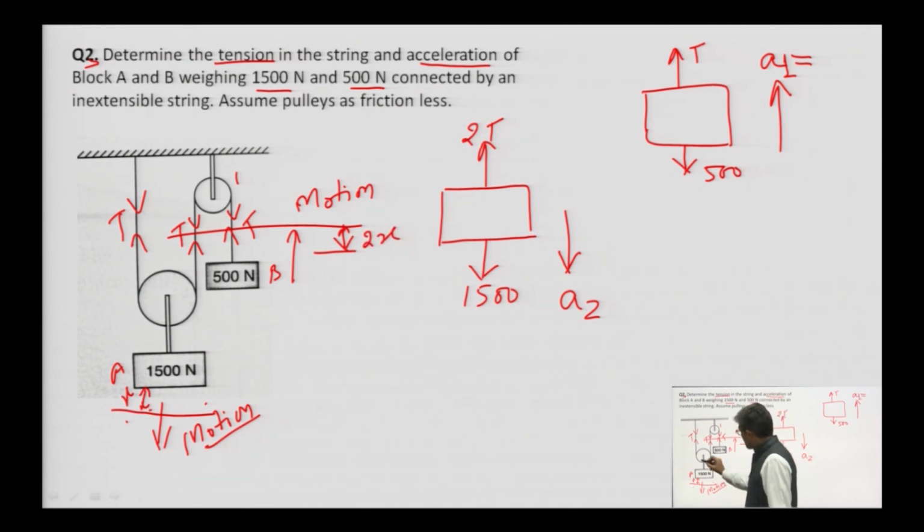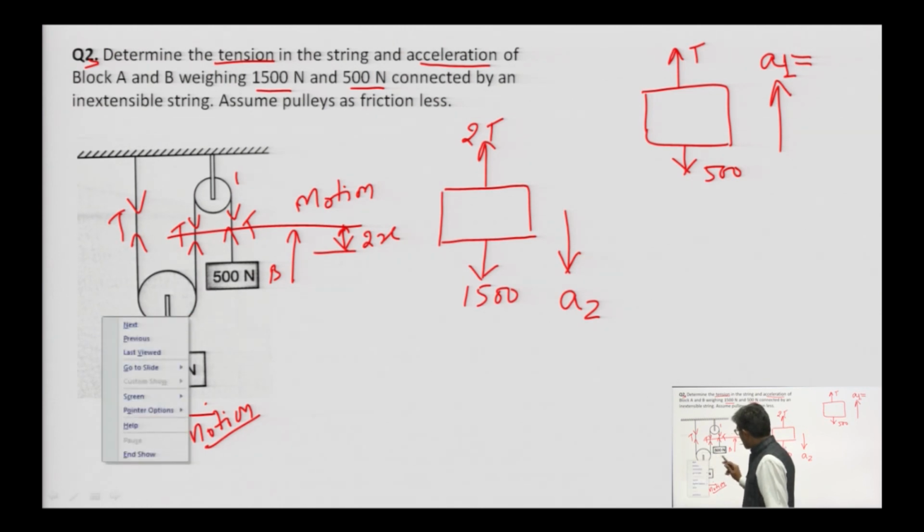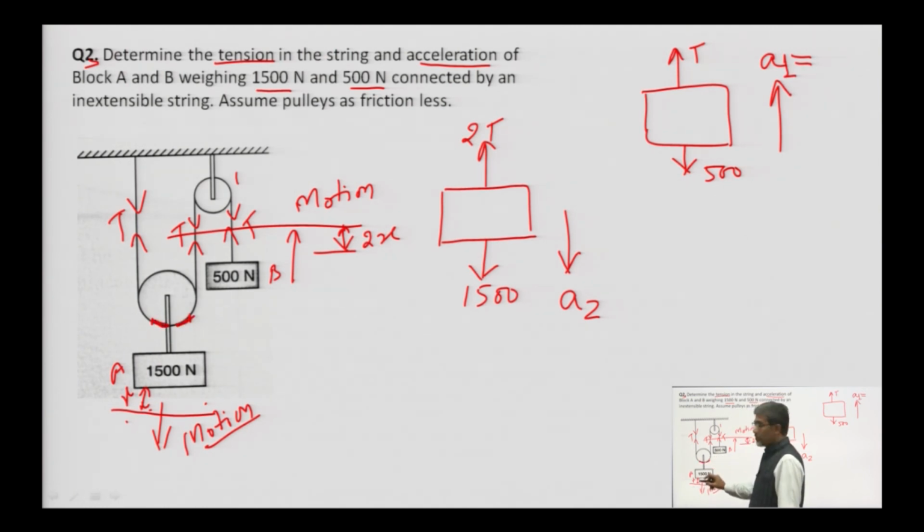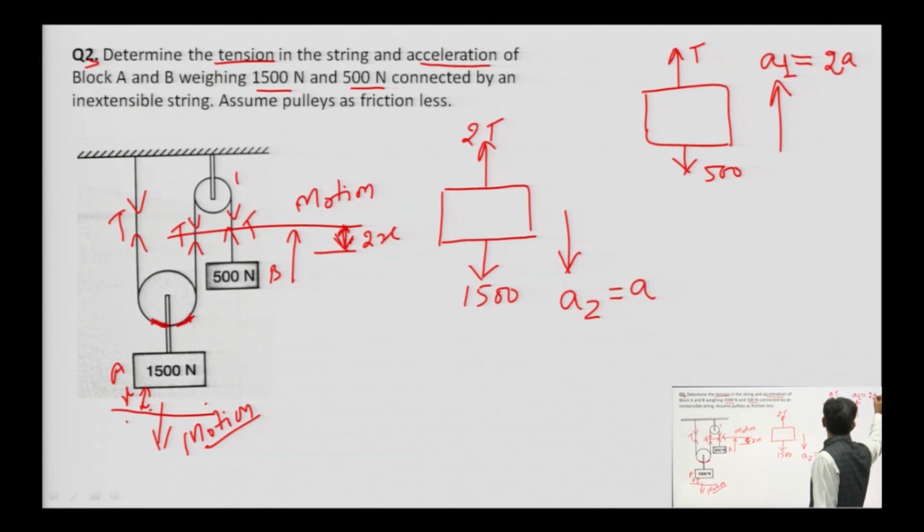Why? Because if this length is required to move for x, that block will go double the distance. Therefore, the acceleration for this one will be double that of this. If it is a, then it will be 2a.